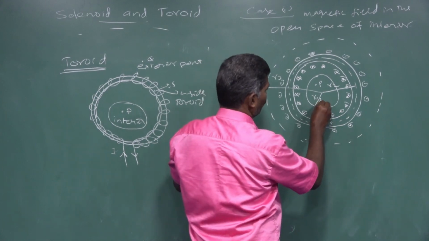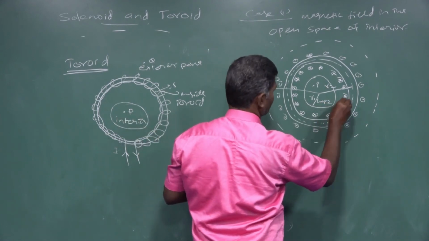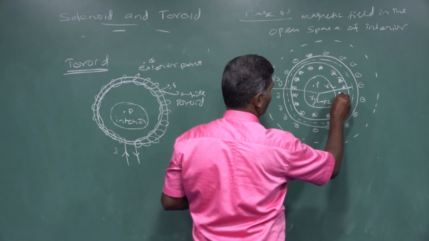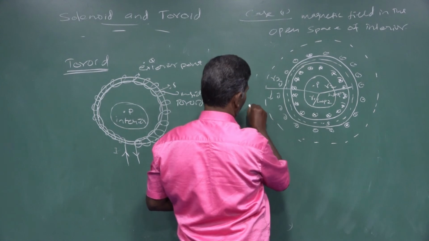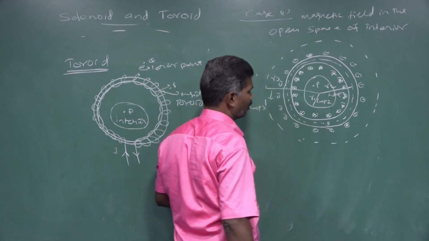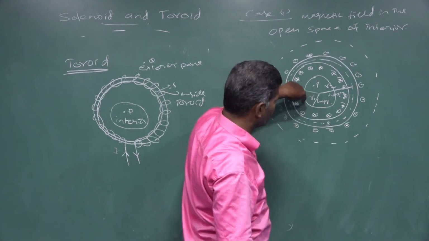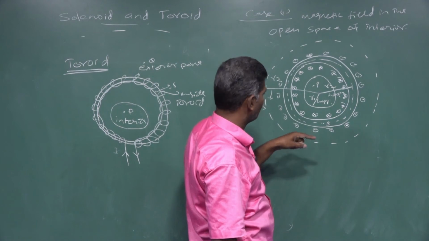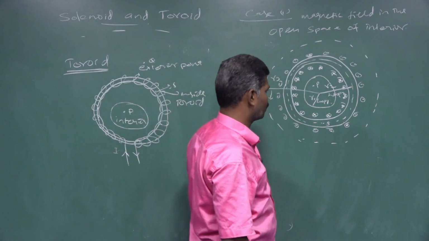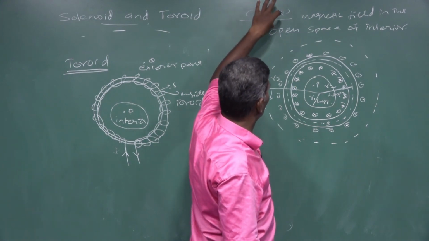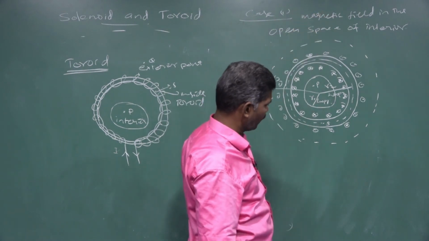Loop 1 is the inner loop, that is point P. Inside the solenoid we find loop 2. Outside, we take loop 3. First we are going to find the magnetic field for Amperian loop 1. Next we calculate for Amperian loop 3, then loop 2. Further, we find the magnetic field in the open space of the interior of the toroid.